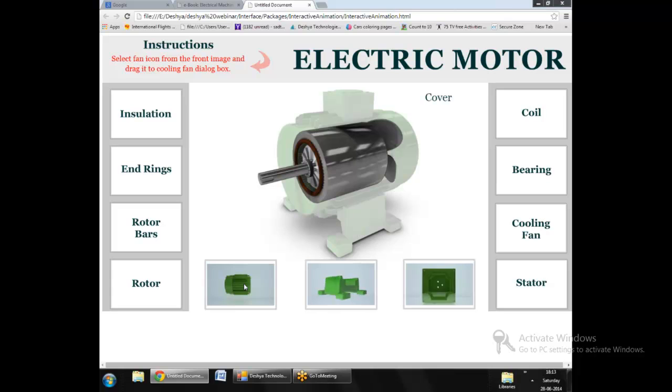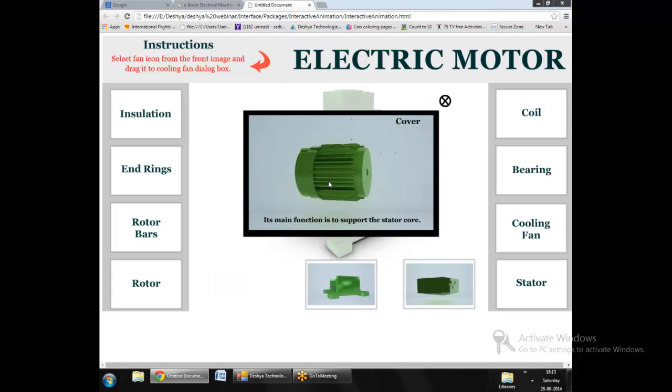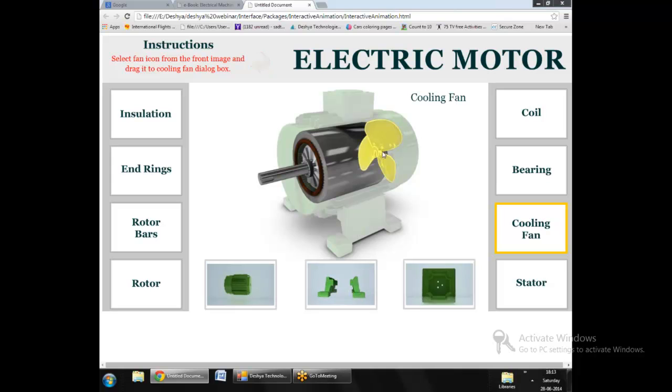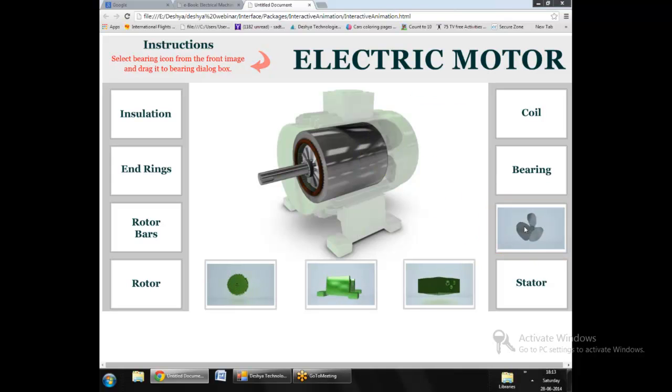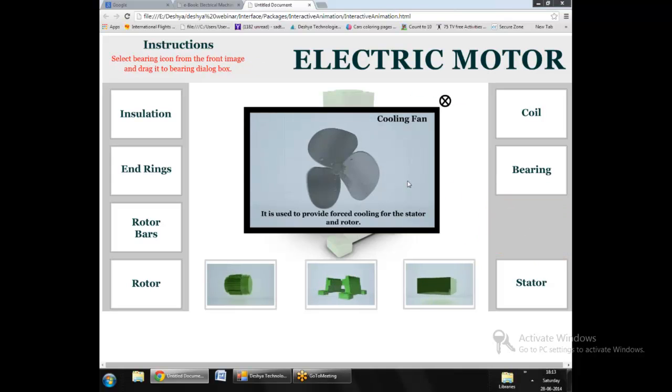And then the front cover of the machine is placed, and here one can see a complete 3D view of how the front cover in principle looks like. And this is the cooling fan. The purpose of the cooling fan is to provide forced cooling to air-cooled machines. So the machine which we are showing here is an air-cooled machine.